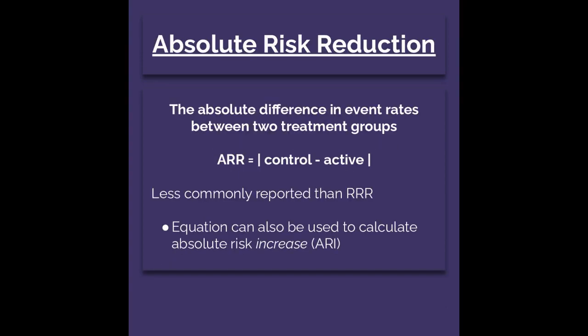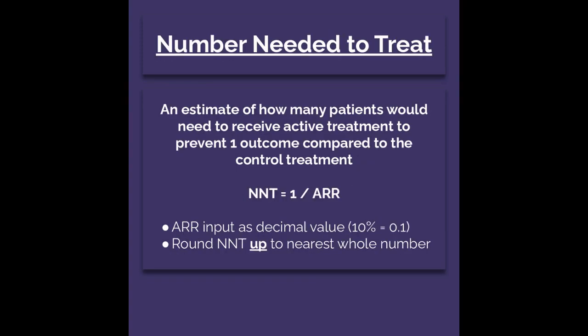Absolute risk reduction, on the other hand, is the absolute difference in event rates between two treatment groups. This one is less commonly reported than relative risk reduction, but I prefer it personally to relative. I find it easier to interpret, plus it can be used to calculate the number needed to treat and number needed to harm. The number needed to treat is an estimate of how many patients would need to receive active treatment to prevent one outcome compared to the control treatment.